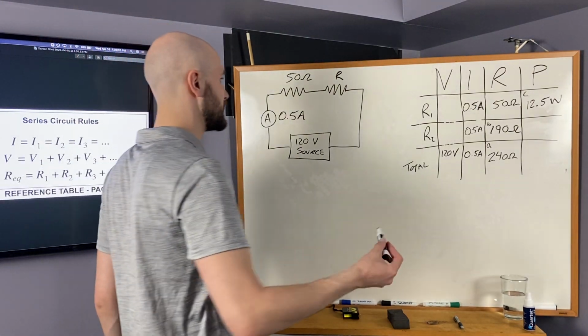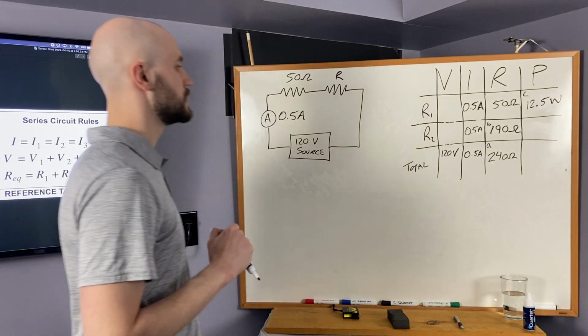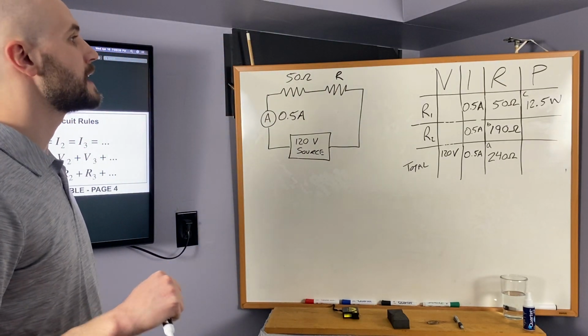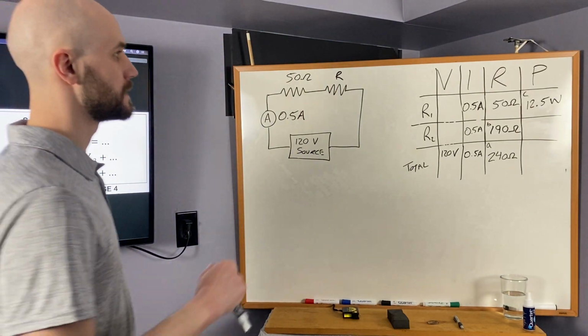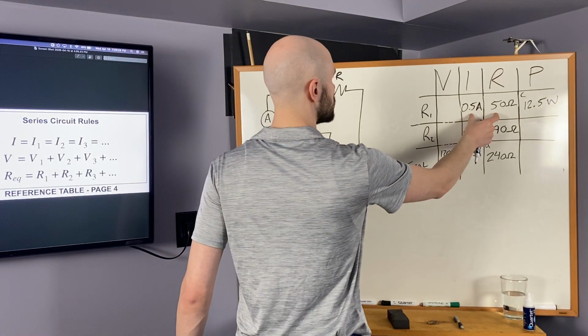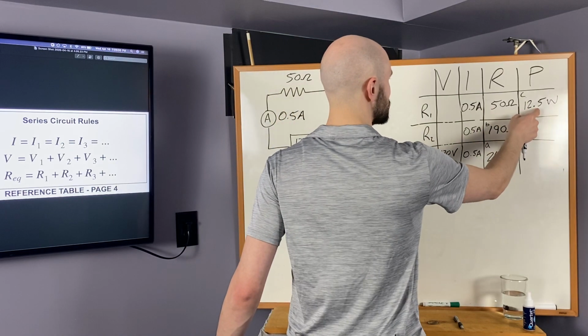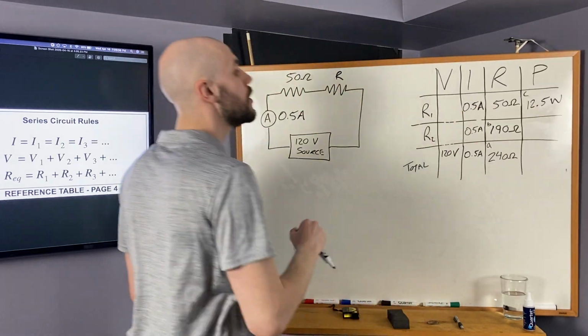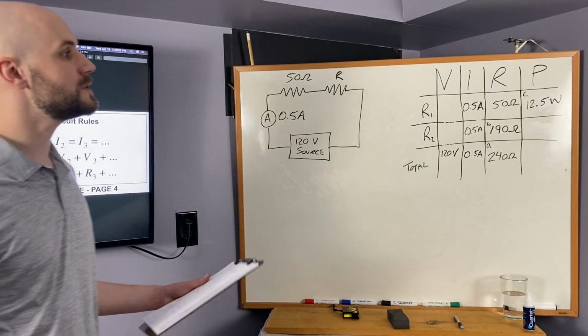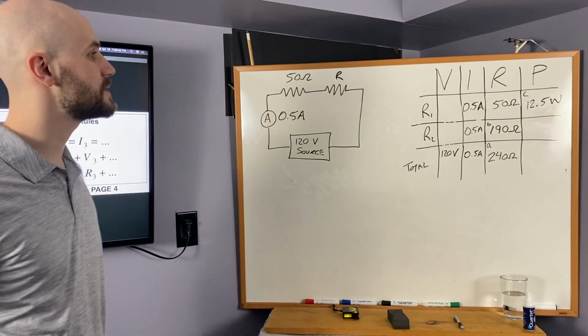Now, let's go through. Can I find the voltage across resistor 1? I actually have a lot of ways we can do that, because we can use Ohm's law. R is equal to V over I. We can use the power relationship. Power is voltage times current. Once you really start filling out this table, you can use whichever way to get to the answer that you like.